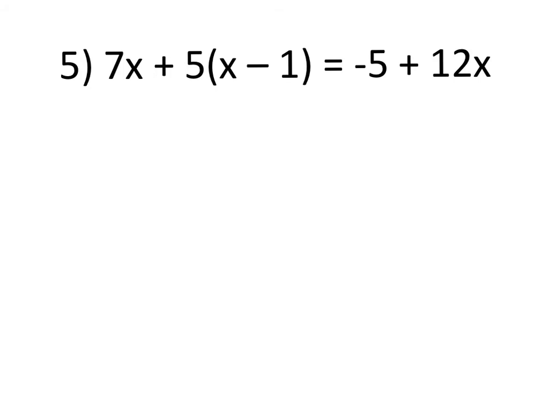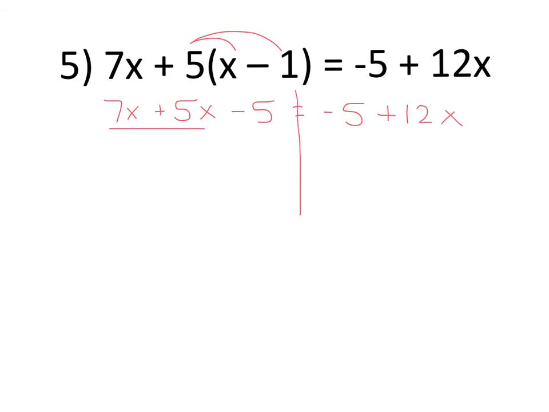So step 1, distribute. So 7x plus 5x minus 5 equals negative 5 plus 12x. Okay, step 2, combine like terms. So again, I have these 2 guys right here. I'm going to combine those together. If you need to draw your wall, draw your wall. So I'm going to put these together and call it 12x minus 5 equals negative 5 plus 12x.